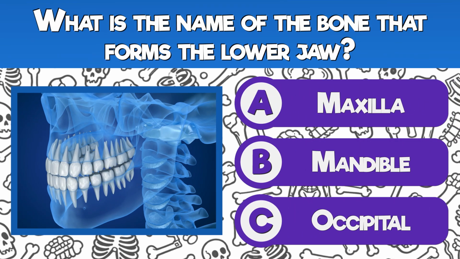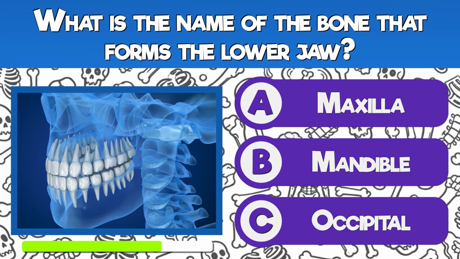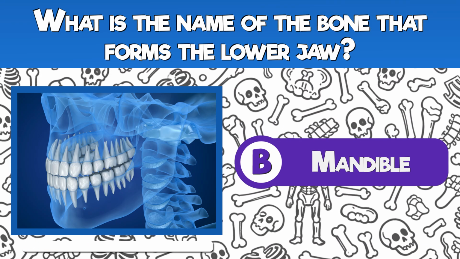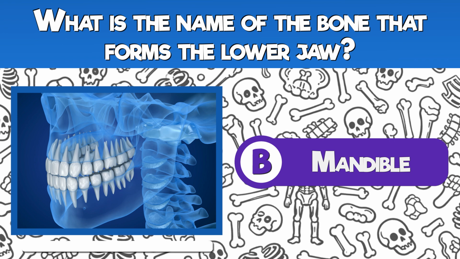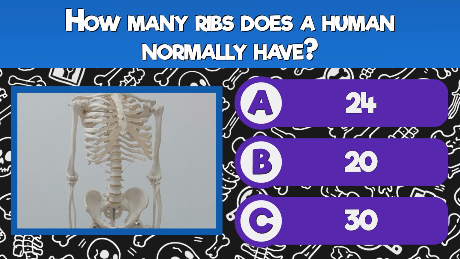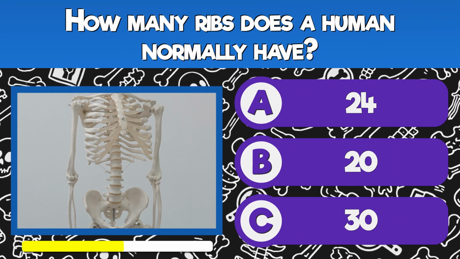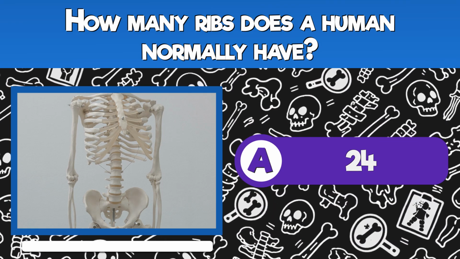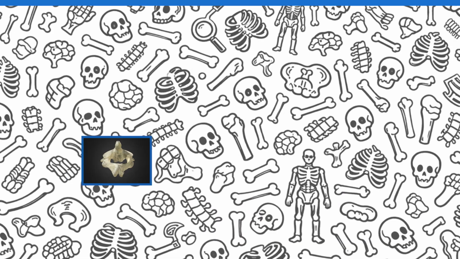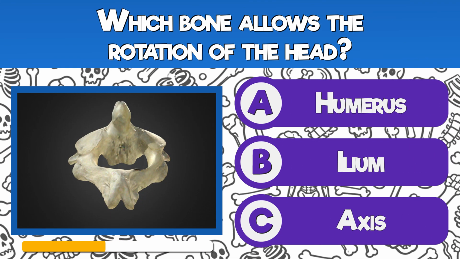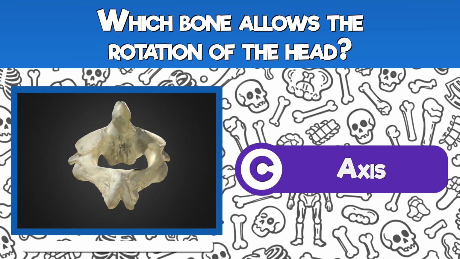What is the name of the bone that forms the lower jaw? The mandible. How many ribs does a human normally have? 24 ribs. Next question. Which bone allows the rotation of the head? The axis.